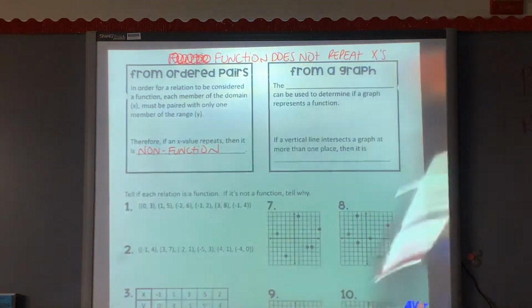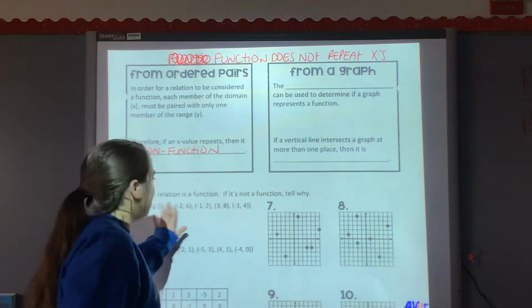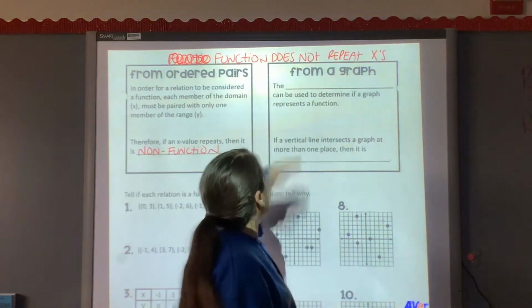All right, and let's talk about the notes up here. From a graph, it might be easy to look at the x values on numbers, but it might be a little bit more difficult to look at a graph. So let's talk about a graph real quick.